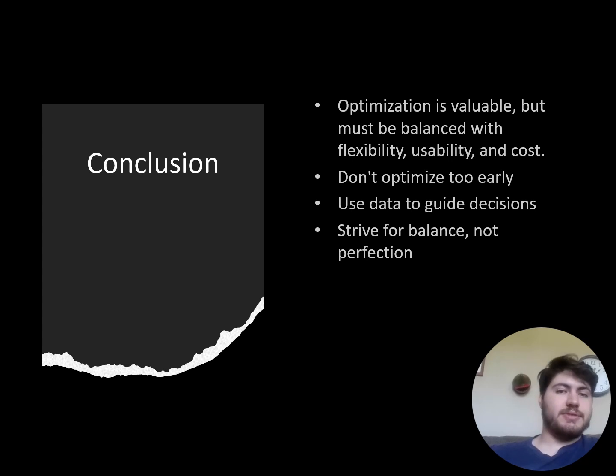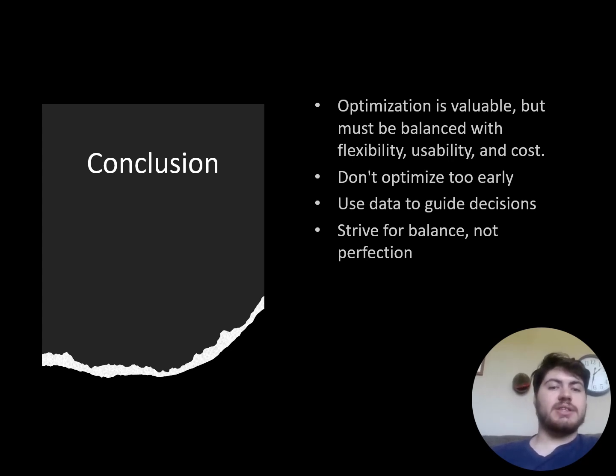Now for our conclusion. To wrap this up, optimization is a powerful tool, but it's not always about squeezing every last bit of efficiency out of a system. It must be balanced with things like usability, flexibility, and cost, especially in complex or human-centered environments. By optimizing too early, you can spend a lot of effort solving problems that just don't exist yet, or designing for situations that will never happen.